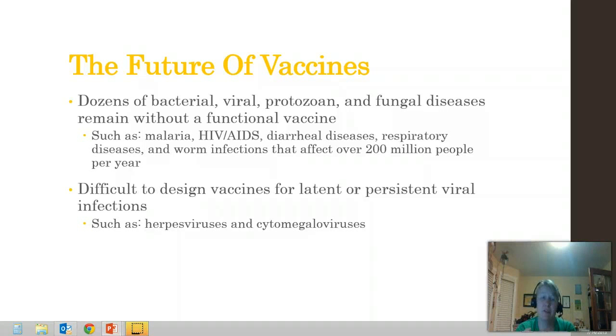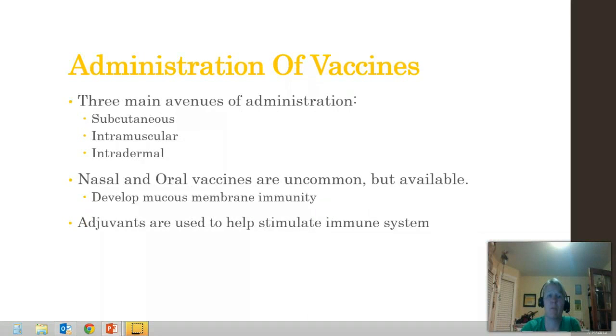Beyond these functional vaccines we need to develop, we also need to work on ones that cause latent or persistent viral infections. These are the herpes viruses or cytomegaloviruses. Because our bodies can't clear them, we can't ever mount an efficient immune response. And so that's another project that we need to be working on. So if vaccines are something that's interesting to you, I would encourage you to explore this, because there is a bright future in vaccine development ahead of you if you're interested in that kind of field.